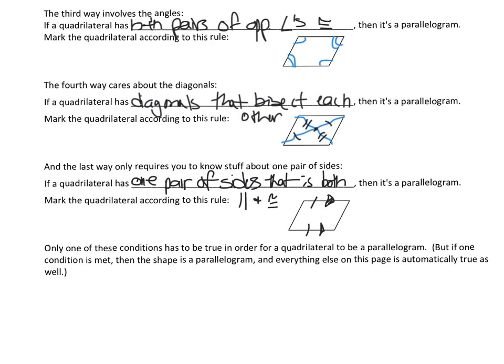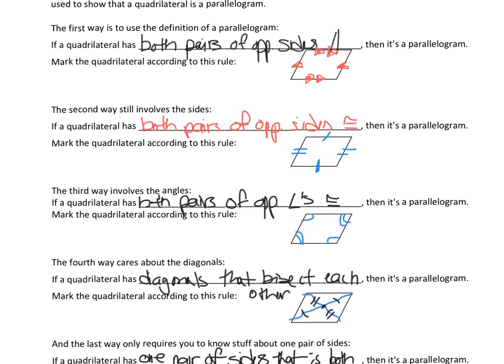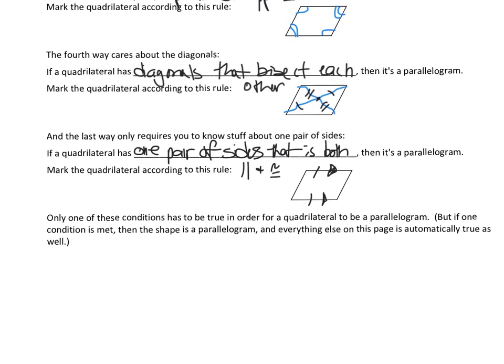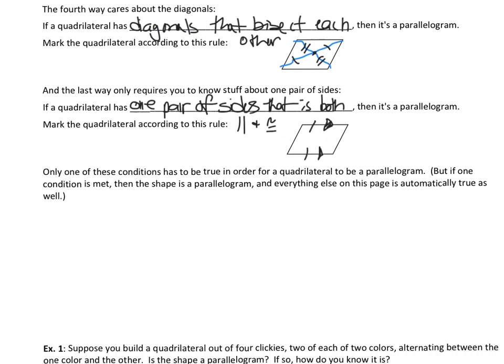Now, the cool thing with all of these different properties here is that if one of these happens to be true, so for instance, if I can see that one of my sides is parallel and it's congruent, that means all of these other properties up here are also true. So once I know something about one of them, then everything else is automatically true as well, because it's a parallelogram, so it has all of those other properties.